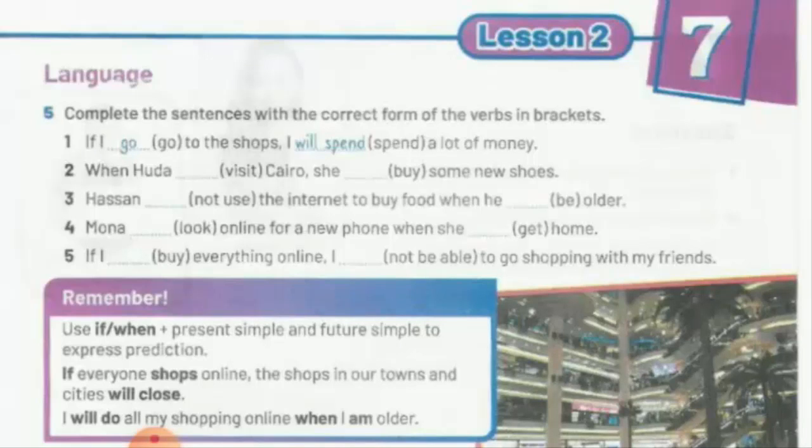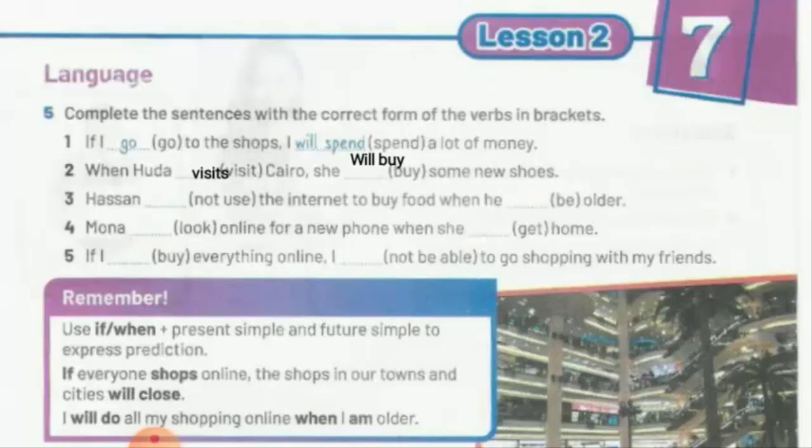Okay, now let's do this exercise together. Complete the sentences with the correct form of the verbs in brackets. Number 1, if I go, because the subject is plural, you should use the infinitive form: I will spend a lot of money. Number 2, when Huda visits, of course it would be visits because Huda is singular, she will buy some new shoes.